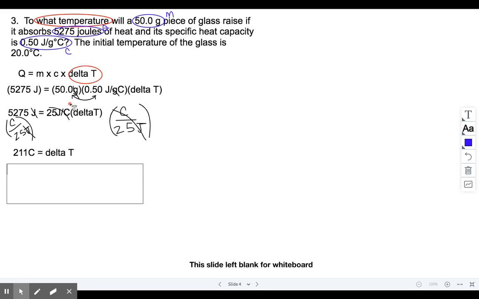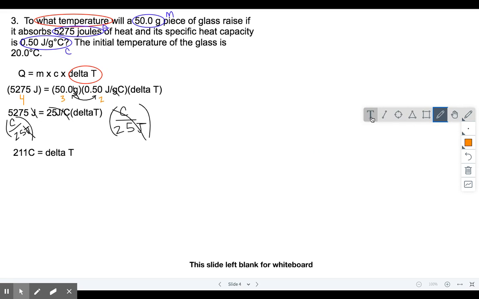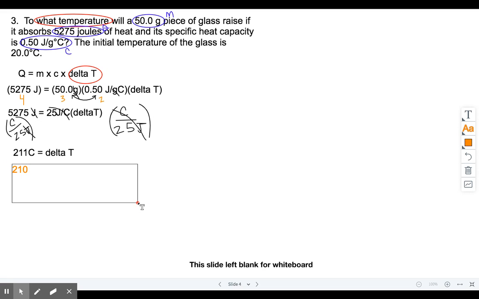Okay, so let's go back and look at our original. So this one had 4 sig figures. So I'm going to make them notes, so I'll make them in yellow or orange. Okay, this one had 4 sig figures. This one had 3 sig figures. And this one only had 2 sig figures. So my answer needs to be in 2 sig figures. So that would be then 210 Celsius is my delta T.